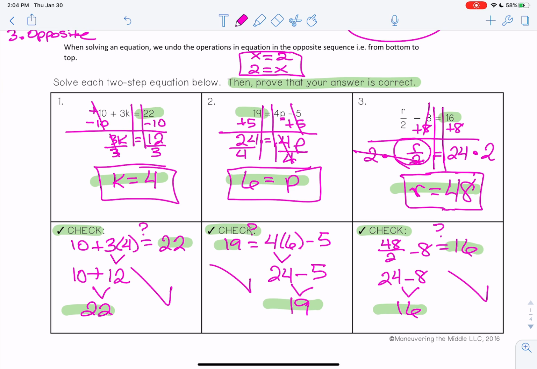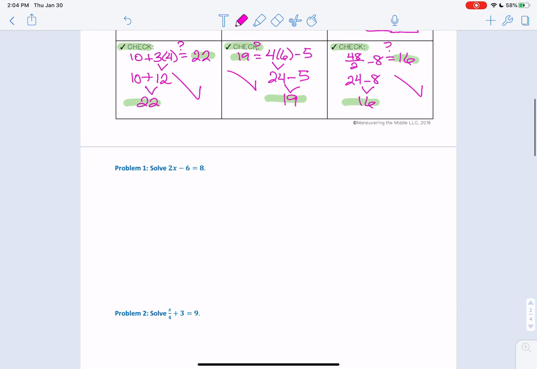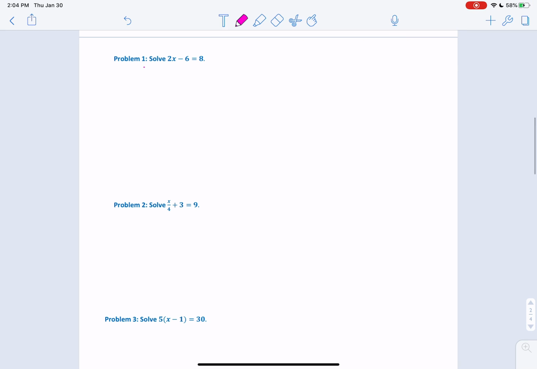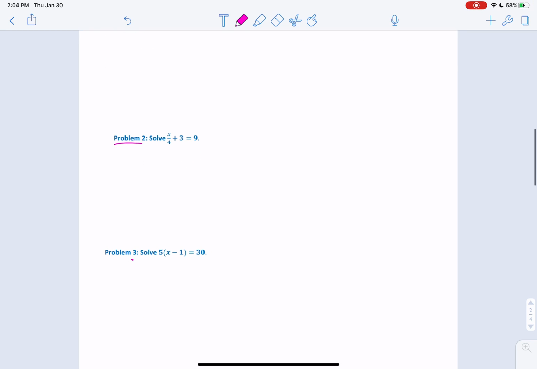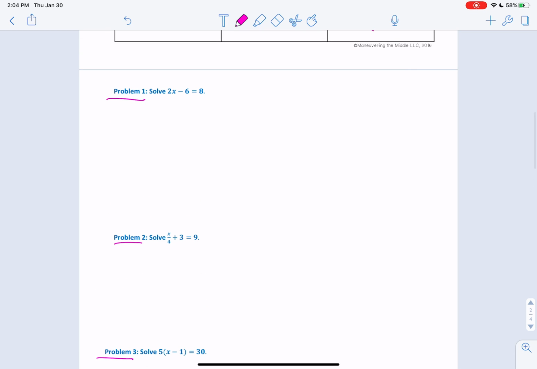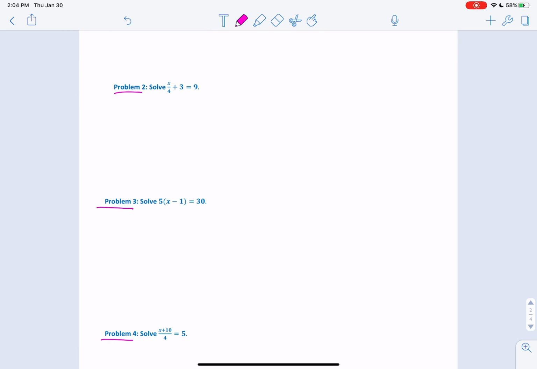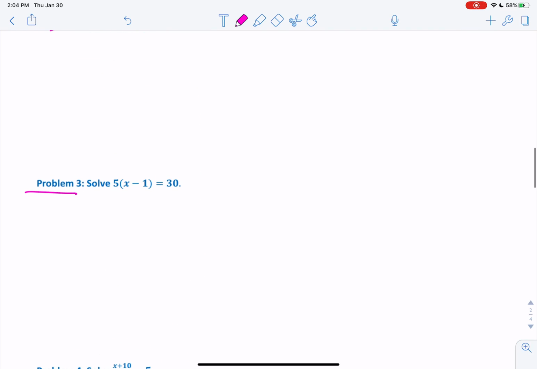So when you want to check your problems, especially on tests or quizzes, or if you're practicing at home on homework and you want to see, am I doing this right? You can use this method to actually check and see if you got the correct answer. All right, now the next 4 problems, let me see if I can make the screen a little smaller. We have problem 1, 2, 3, and 4. Now, problem 1 and 2 are just like the ones we did, and problem 3 and 4 are a little different. So I want to show you some stuff on problem 3 and 4.